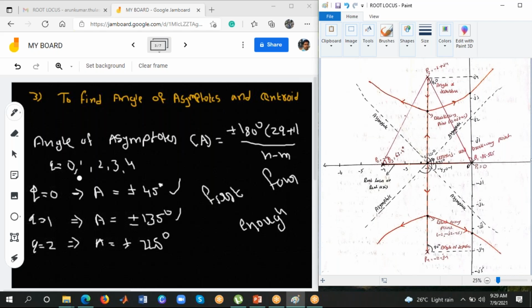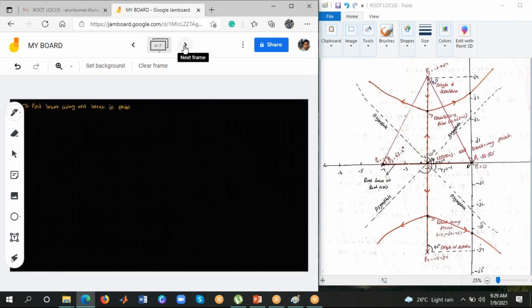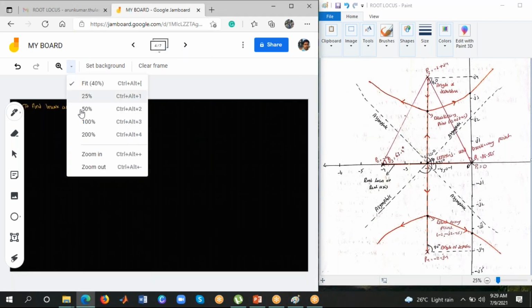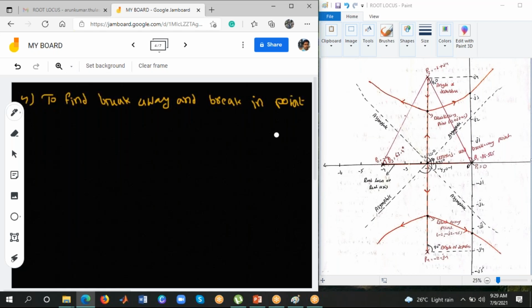Breakaway point, because we have only poles. Now, we have only poles, right? That's why we can find only the breakaway point. So the next step is to find the breakaway and breaking point. This is the fourth step. For finding this breakaway point, we need to find the characteristic equation. The characteristic equation is 1 plus G(s) H(s) equals 0.